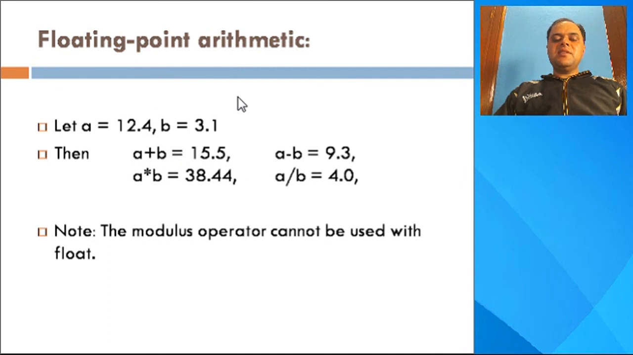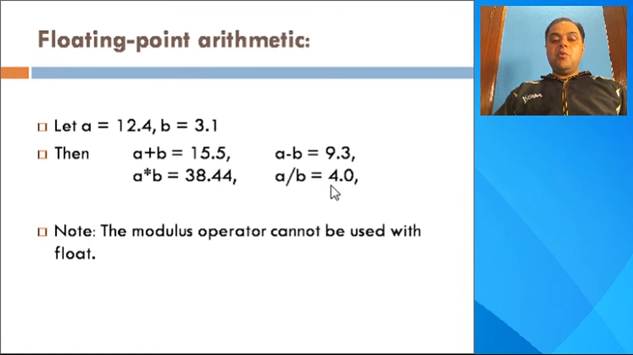Similarly, floating point arithmetic means when we have decimal numbers and we perform different operations on decimal numbers. For example, the value of a is 12.4 and the value of b is 3.1. When we add a plus b, it becomes 15.5. When we subtract b from a, it becomes 9.3. When we multiply a into b, it becomes 38.44. And when we divide a by b, it becomes 4.0.